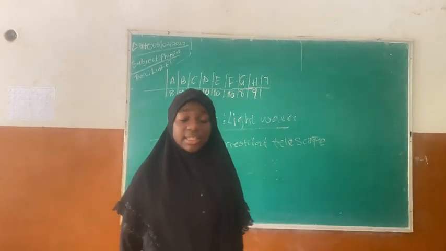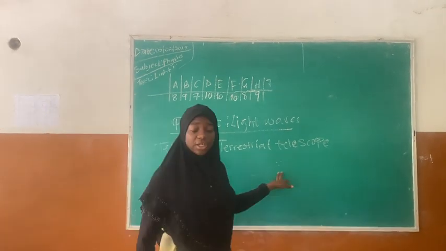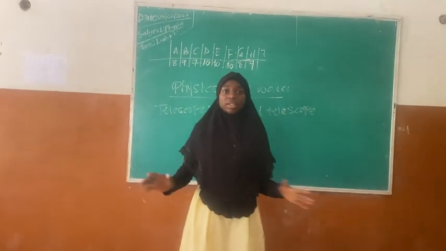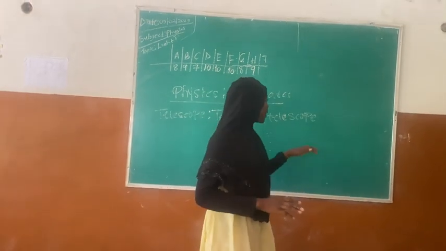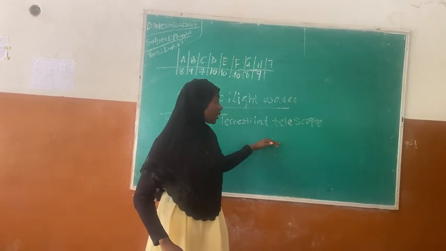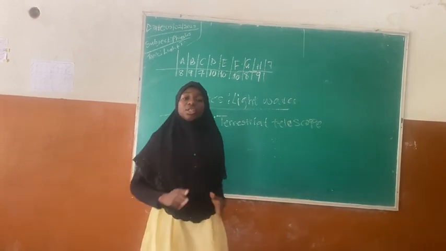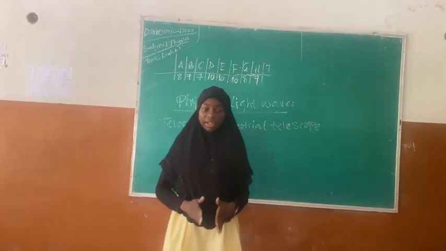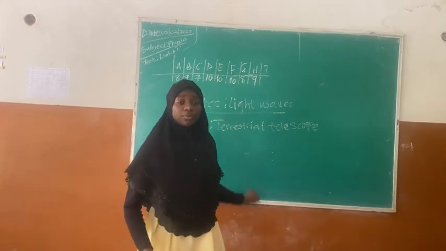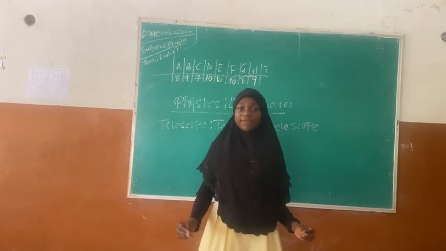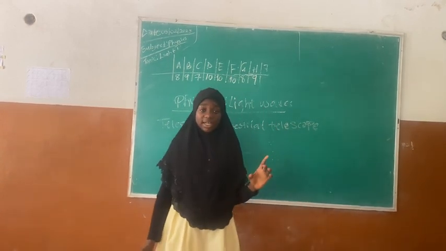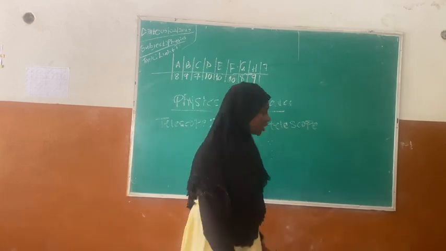So now, a terrestrial telescope is also an optical instrument that is used to view objects on the earth. Now, we have different types of telescopes anyway, but this particular telescope, the terrestrial telescope, is used to view objects on the earth's surface. Now, a brief history on the terrestrial telescope. The first terrestrial telescope was invented in 1608 by a Dutch spectacle specialist named Hans Lippershey.